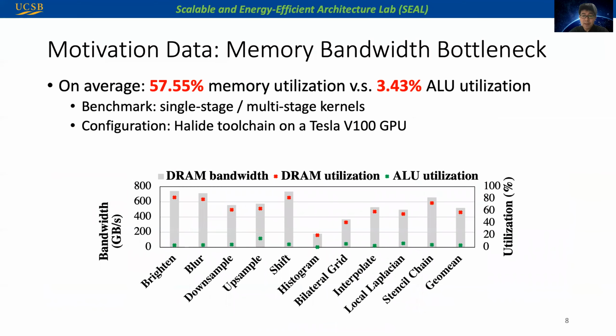To demonstrate this memory bandwidth bottleneck, we profile a set of representative benchmarks using a state-of-the-art GPU accelerator. In this figure, the horizontal axis shows the benchmark names. The left vertical axis shows the measured bandwidth, and the right vertical axis shows the utilization of DRAM bandwidth and ALUs. The results show high memory bandwidth utilization in comparison with very low ALU utilization, which means significant memory bandwidth bound behavior.